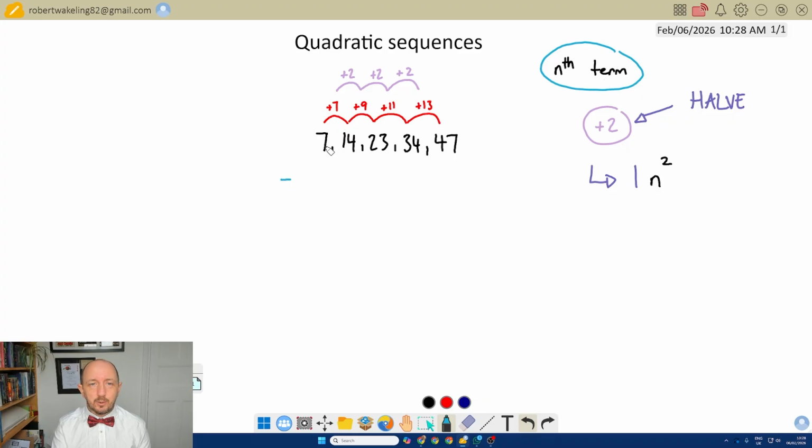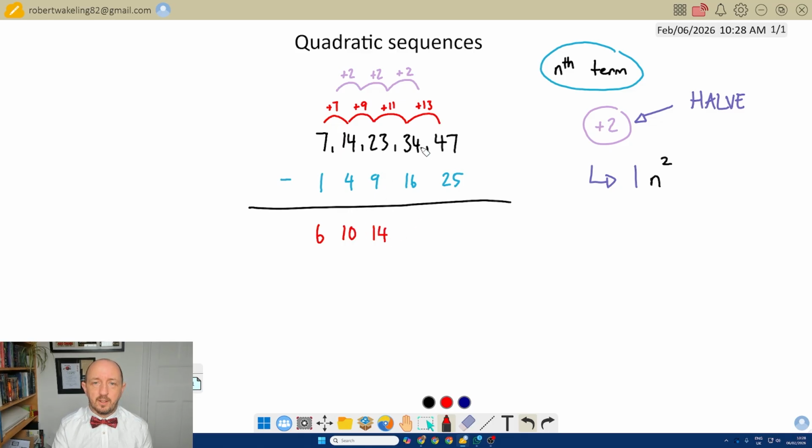So n equals 1 for the first term, so 1 squared, 2 squared, 3 squared, 4 squared, and 5 squared, because this is n equals 1, 2, 3, 4, 5. Fifth position, n equals 5. Okay, let's do our subtraction. 7 take away 1, 14 take away 4, 23 take away 9, 34 take away 16, 18, and 47 take away 25 is 22.